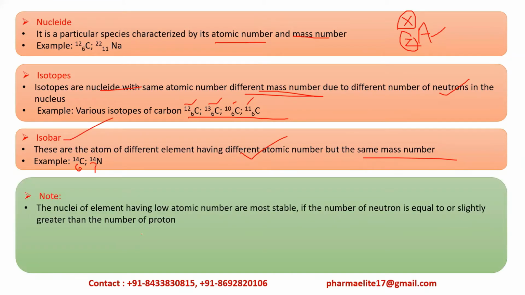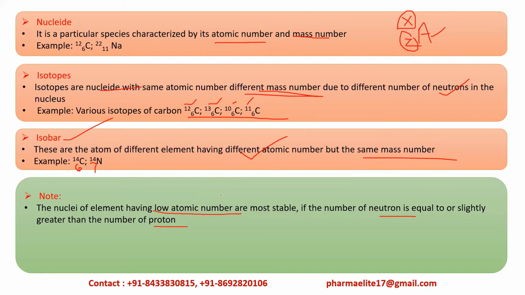Now note, the nuclei of elements having low atomic number are more stable if the number of neutrons is equal to or slightly greater than the number of protons. Okay, you have to remember one thing: it is not necessary that there should be an equal number of protons and neutrons in the nucleus. ऐसा जरूरी नहीं है कि जो protons हैं और neutrons हैं वो equal हों.